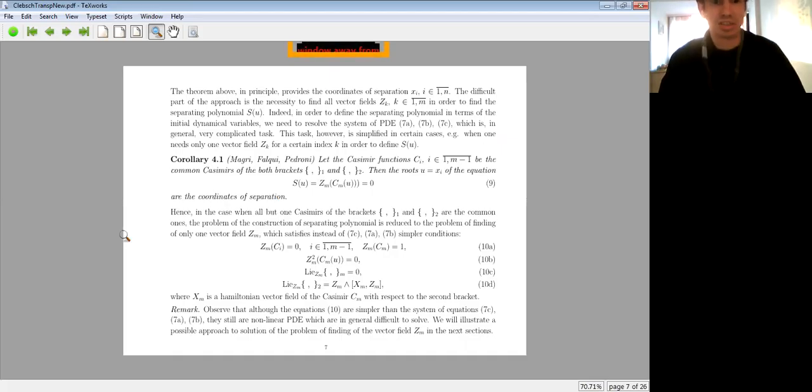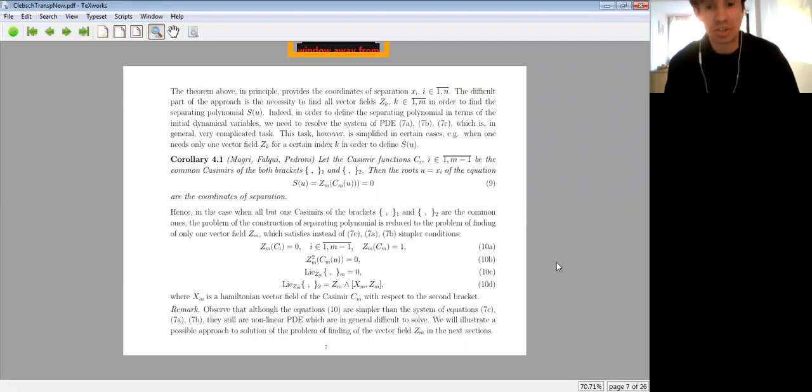Hence, in the simplest case when all but one Casimir of the two brackets are common ones, the problem of construction of the separating polynomial is reduced to finding only one vector field zeta m, which satisfies, instead of conditions 7, simpler conditions 10. All these conditions involve only one vector field zeta with index m. And here Xm is the Hamiltonian vector field of the Casimir Cm with respect to the second bracket. With respect to the second bracket, the Casimir of the first bracket generates a non-trivial flow.